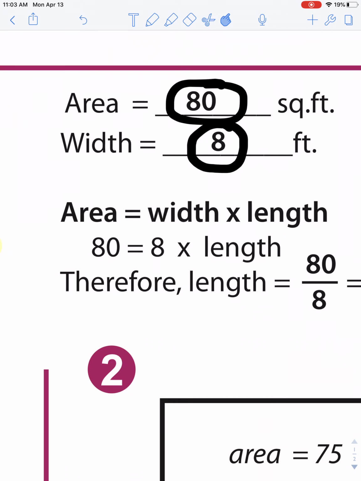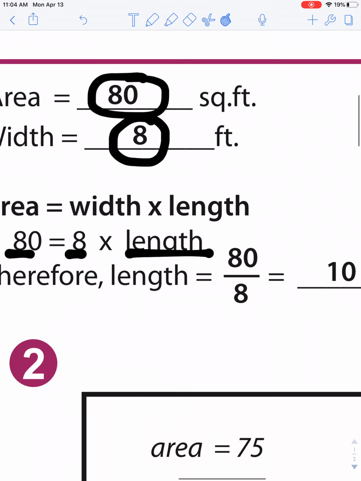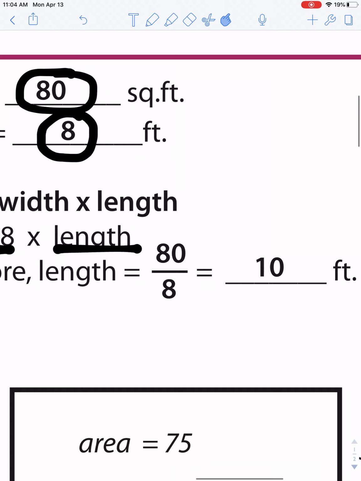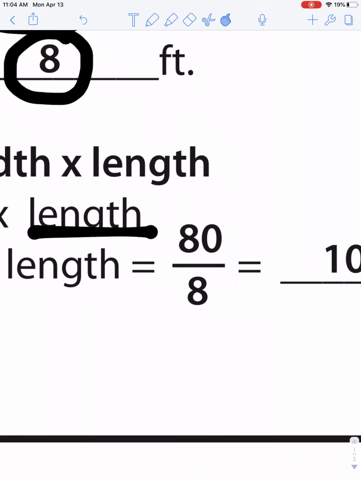So area equals 80, which equals the width times the length. So the width we know is 8, which we're multiplying by something to get the length. That's our missing piece of information. So therefore, the length equals, we can use division to find that missing length. So we're going to divide 80, the total area, by 8, the width, to find the length, which equals 10. So this division problem is set up as a fraction, 80 over 8. And remember, a fraction just means division. It's the same thing as setting up a division problem.